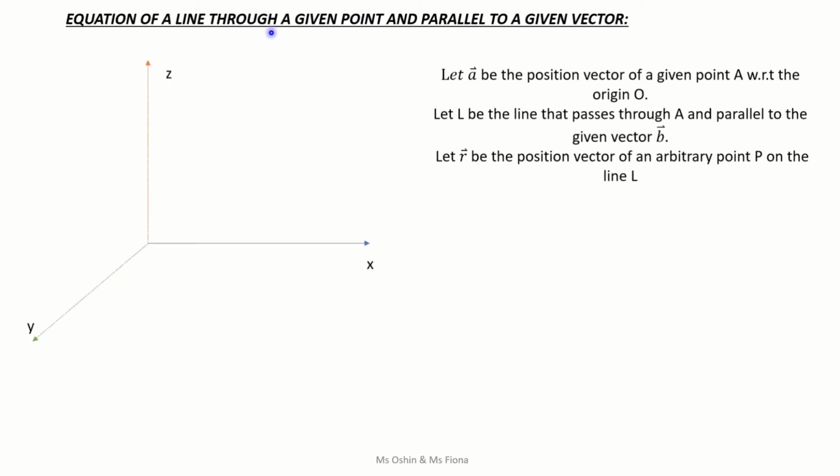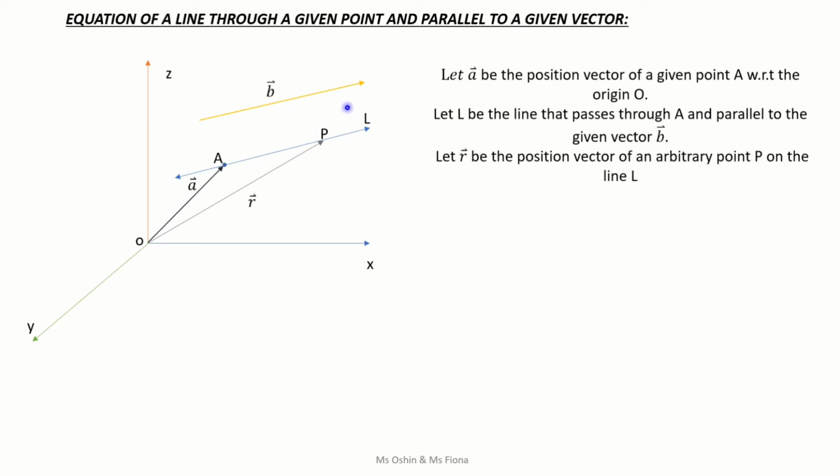So let's take point A to be the fixed point. Let OA vector, represented as A vector, be its position vector. Let L be the line which passes through the point A, and let vector B be the vector which is parallel to this line. Let's take an arbitrary point P on the line L and let its position vector be equal to R vector. Observe that AP vector is parallel to vector B. In other words, they are collinear vectors.